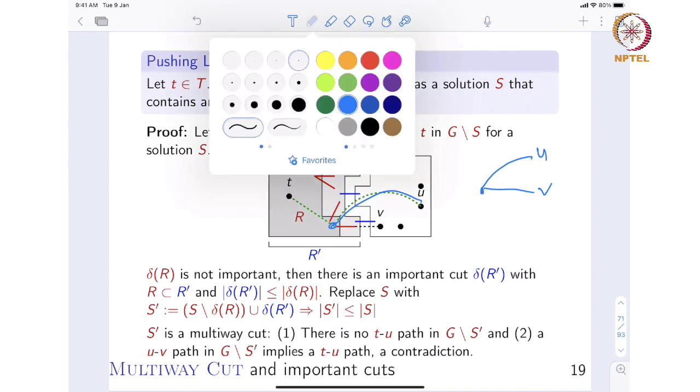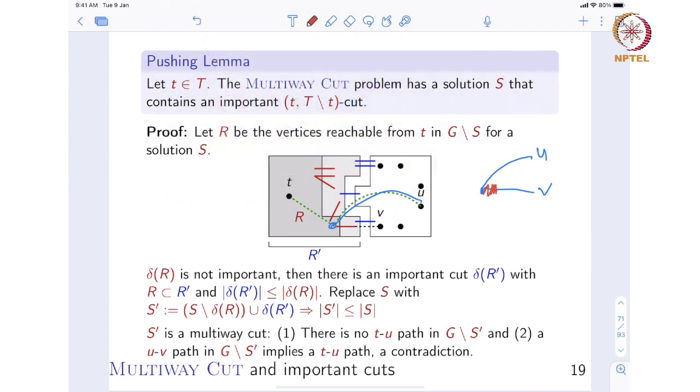Since this has to use a red edge, otherwise there cannot be. If it uses a red edge, one of the red edges, there is a vertex here which is inside R. Now you know that every vertex is reachable from T, so you come to T to X, and from this vertex X to A, there is a path from T to U. But you told me that T cannot reach any vertex in T minus T because R prime was T minus T separated. That's a contradiction.